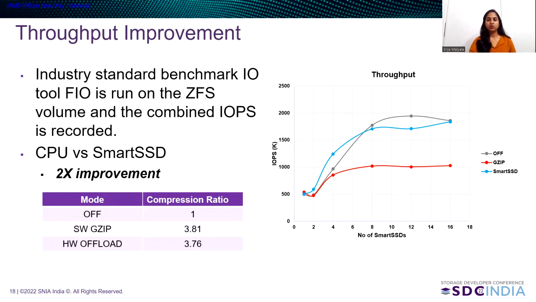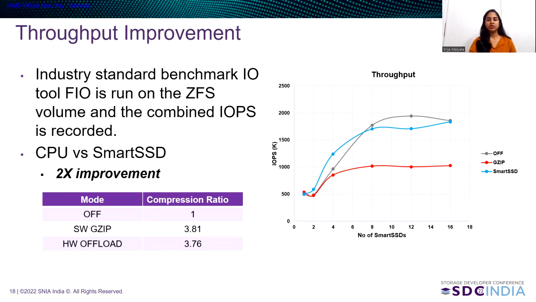We have used the FIO tool itself to record the IOPS. In the case of multiple pools, we ran FIO on all the pools simultaneously, recorded the IOPS from each FIO run, and plotted the combined IOPS. On the x-axis, we have plotted against the number of SmartSSDs. So the 2 SmartSSDs here refers to 1 mirror pool, 4 refers to 2 mirror pools, and so on.